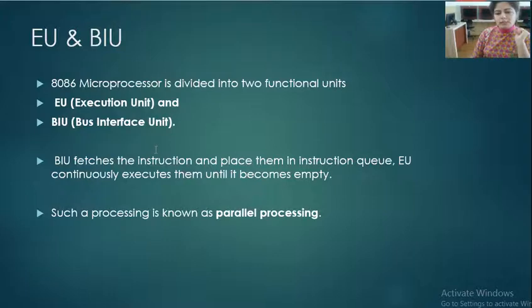8086 microprocessor is divided into two main parts. The two main parts are EU and BIU, whereas EU stands for execution unit and BIU stands for bus interface unit. Now, what is the working of bus interface unit and what is the working of EU? The working of the bus interface unit is that BIU fetches the instruction. Fetches the instruction means it gets the instruction either from the input output devices or from the memory.